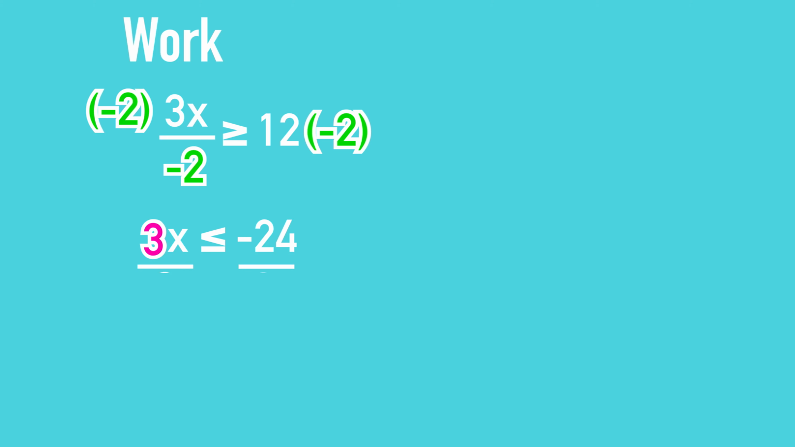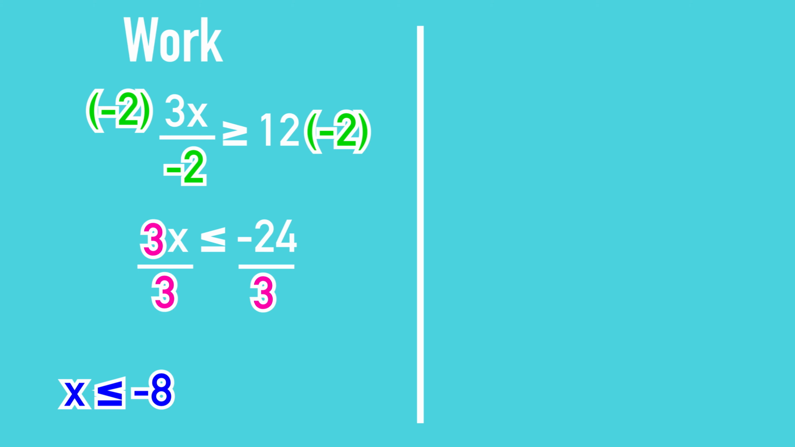Then we divide both sides by 3 to reverse the multiplication. 3 divided by 3 will leave x by itself, and negative 24 divided by 3 is negative 8. Because we did not divide by the negative, the inequality sign stays the same, giving us a solution of x is less than or equal to negative 8.